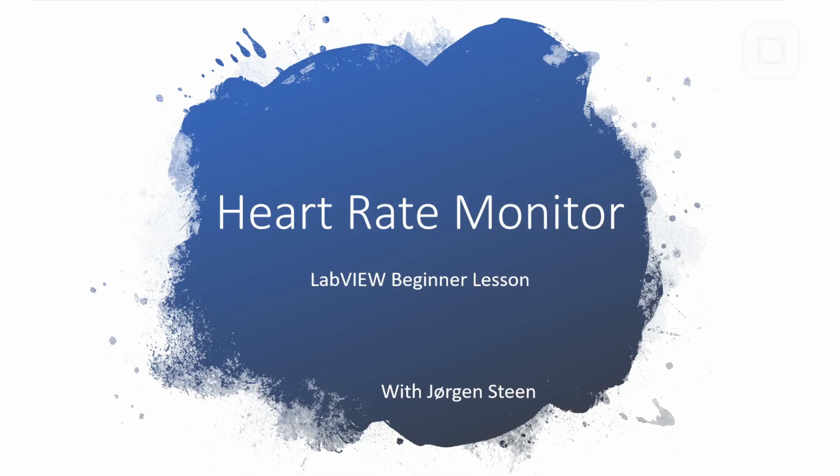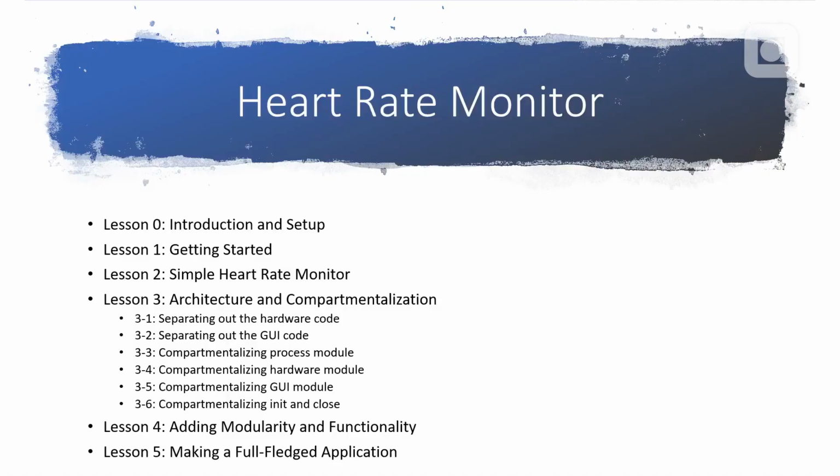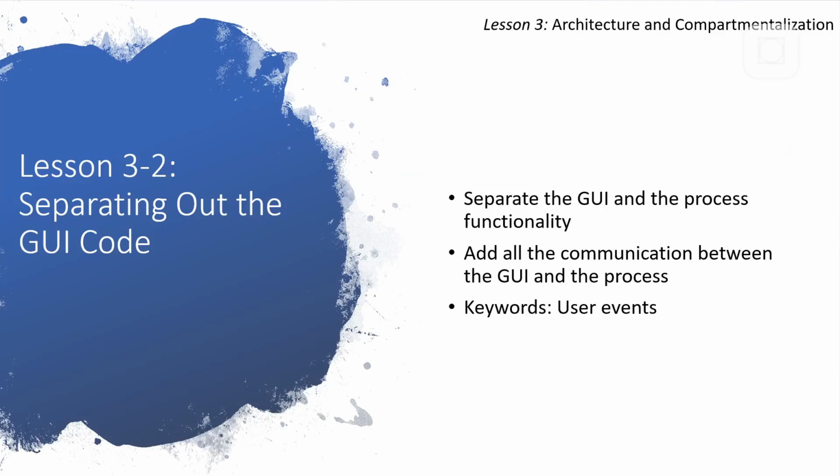This is a LabVIEW Beginner Lesson Series, where we make a heart rate monitor. In this video, we'll separate the GUI and the processing functionality into two separate loops. We will then add communication between the GUI and the process. This is a two-way communication, since the GUI sends down settings to the processing and processing sends up the process data to the GUI.